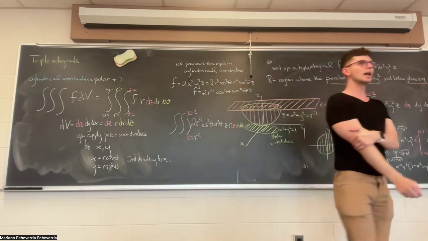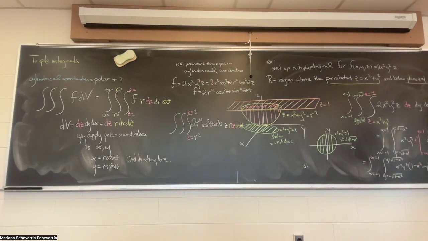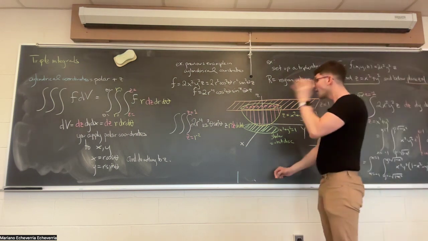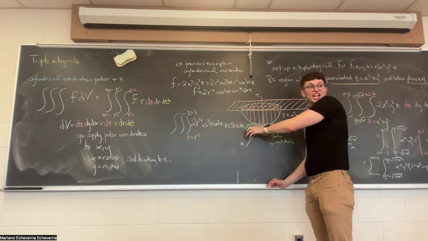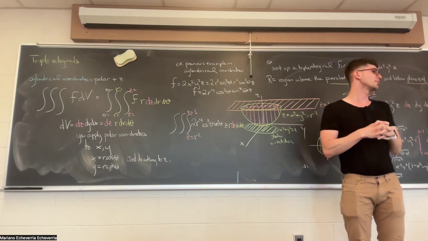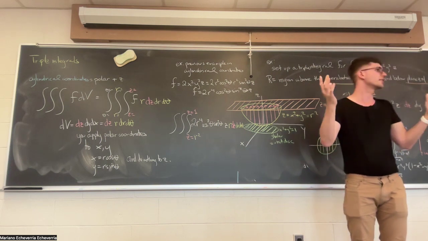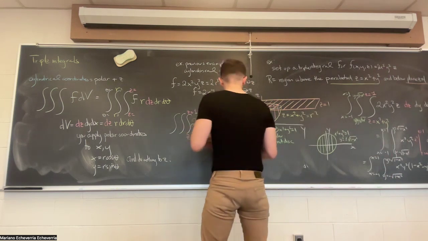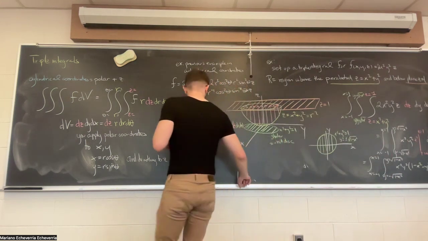That making sense? And then the nice thing about doing it this way is that now our theta bounds are the bounds in polar for the shadow. The shadow is still the unit disk, right? So it's easy to find the bounds in polar for the unit disk. R goes from 0 to 1 and theta goes from 0 to 2 pi, right? So this is a bit easier now.